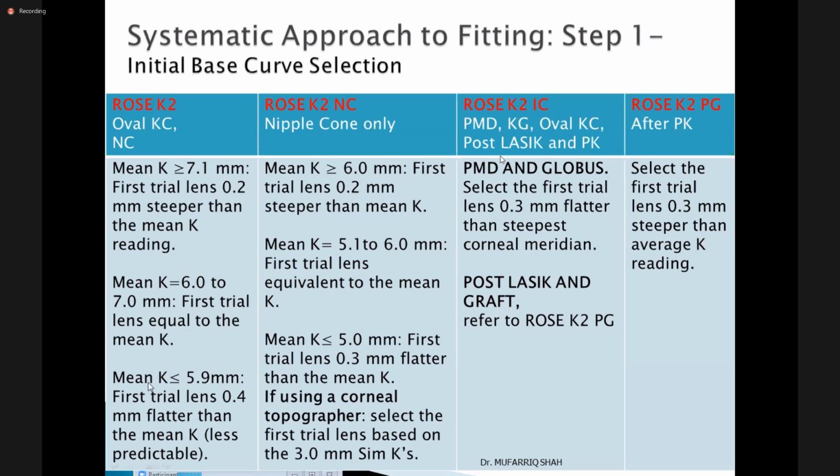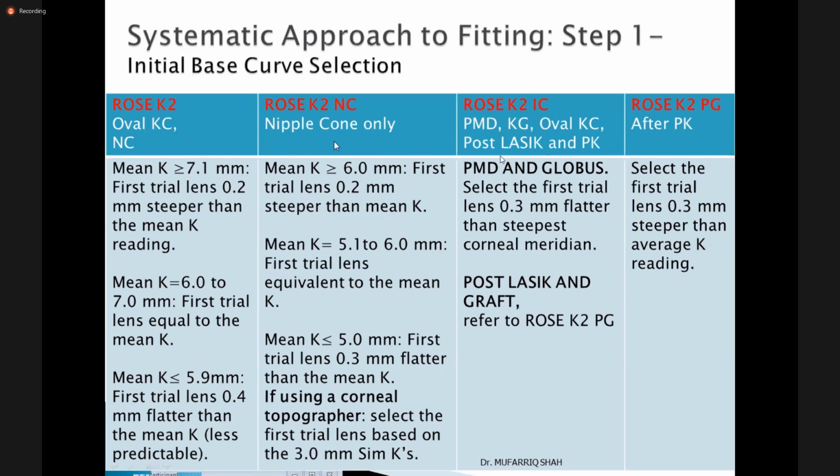So if the mean K is less than 5.9 millimeter, that is the cone is very steep, then the first trial lens should be started from 0.4 millimeter flatter than the mean K. So this is usually less predictable. And maybe if it is so steep, then the ROSE K2 lens may not work and you will need to shift to the ROSE K NC lens.